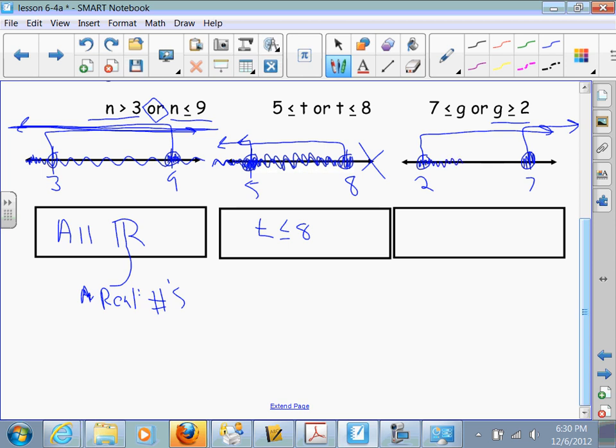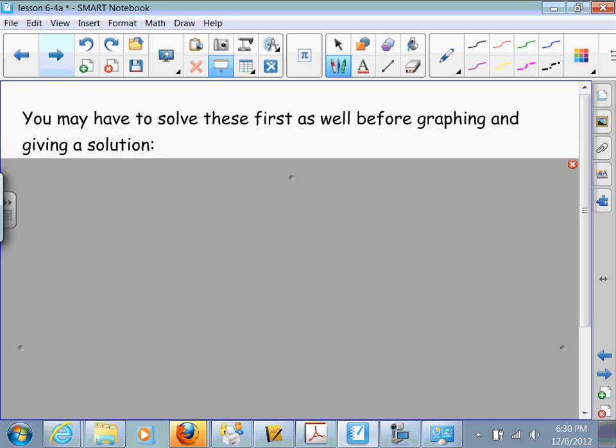If I shade in my solution, remember, if we're using or, it can come from both of them. Both inequalities are a solution. So my overall solution are things that are greater than or equal to 2. So that's what I write. g is greater than or equal to 2. That's my final solution. Okay, and again, we can do some more complicated solving with these.